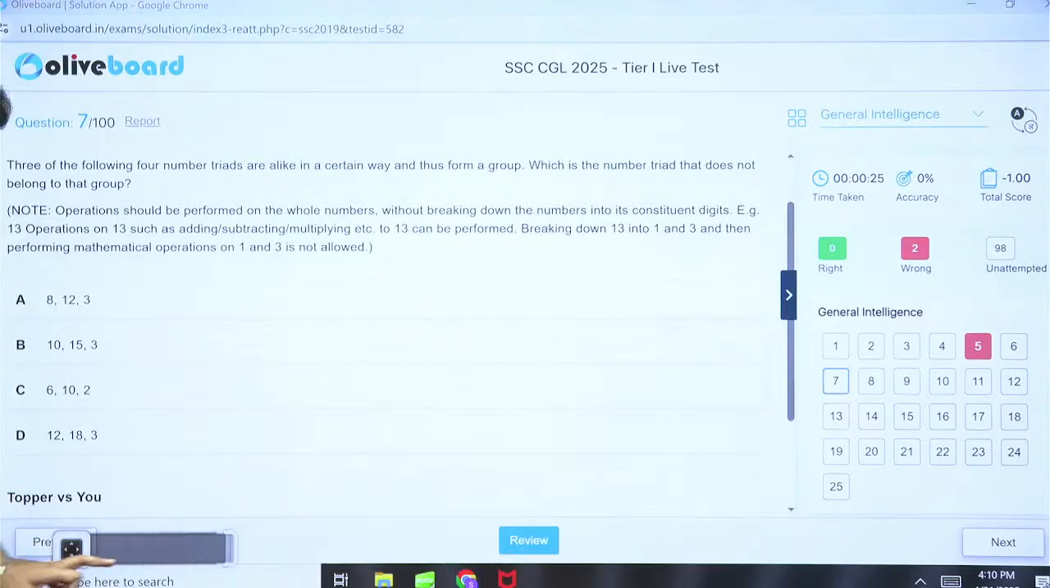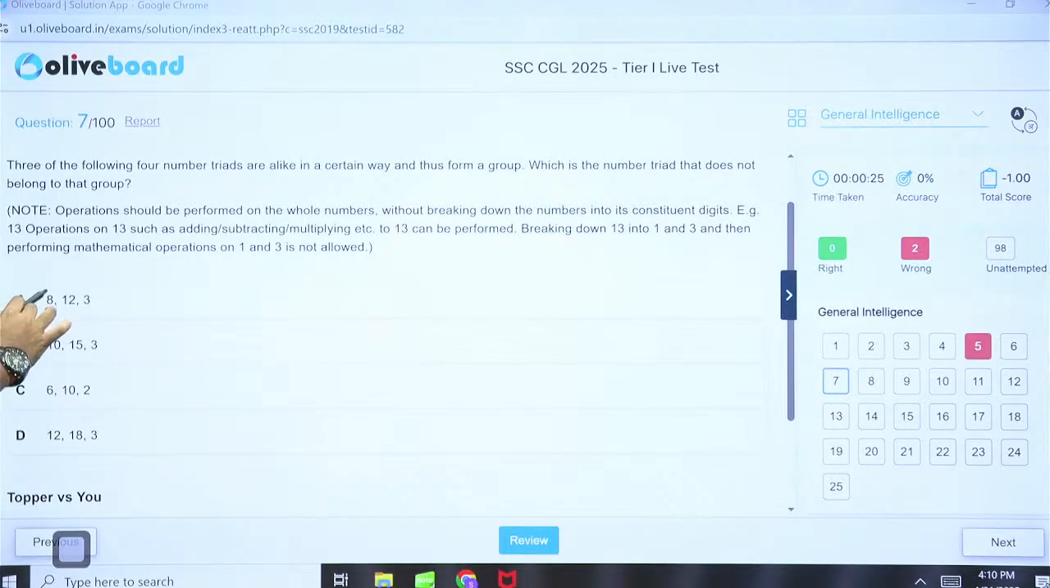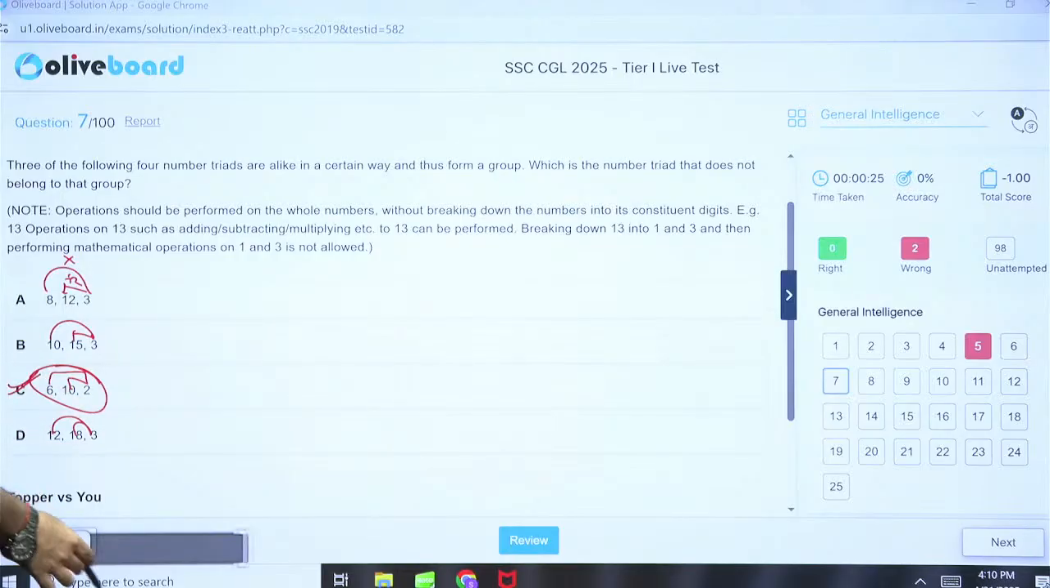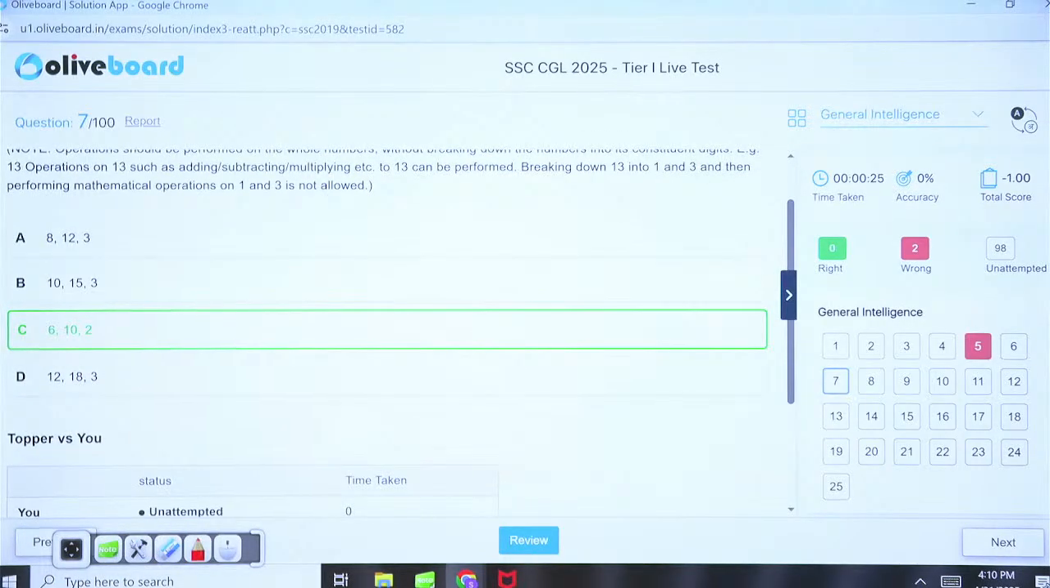Number triad or number set. Very easy. Correct. What is happening here? 8 is being multiplied by 3, you are getting 24 divided by 2. So this is multiplied, this is divided by 2. So you get 12. 10 into 3 is 30, multiply and divide by 2 is 15. 6 into 2, 12 divided by 2 is not 10. 12 into 3, 36 divided by 2 is 18. So option C is the odd one out. Option C is the one which is not following the pattern.